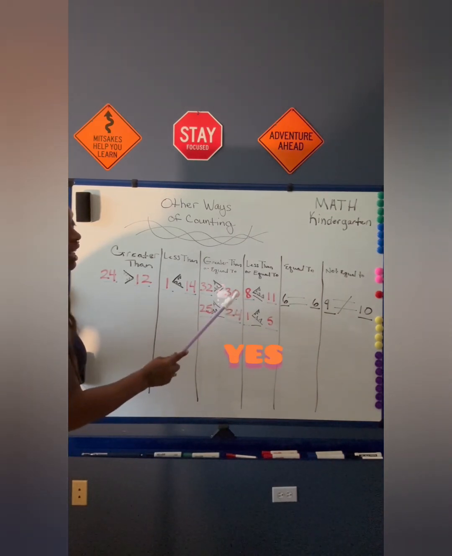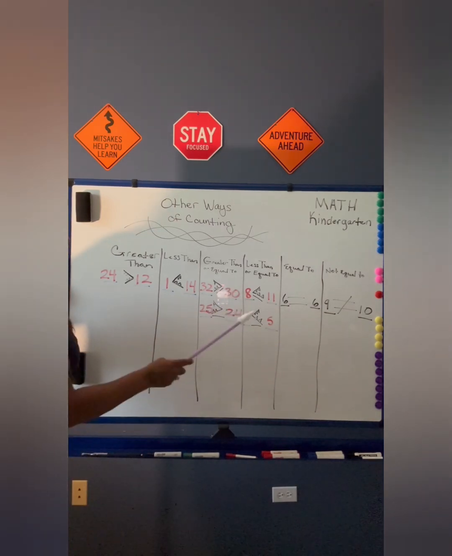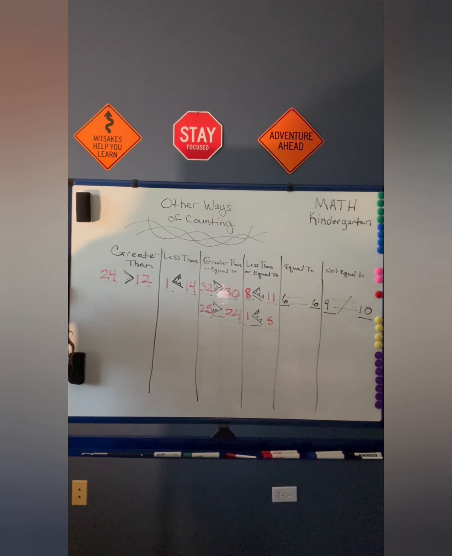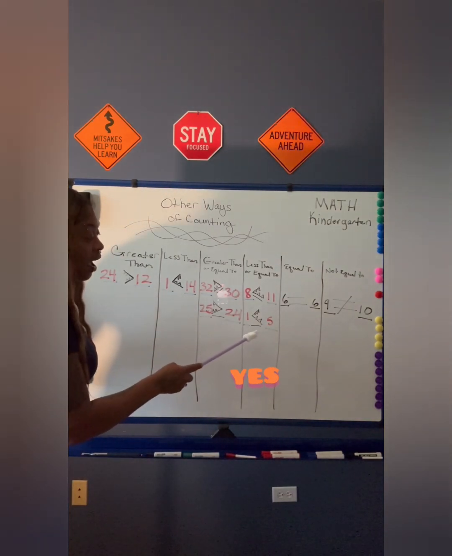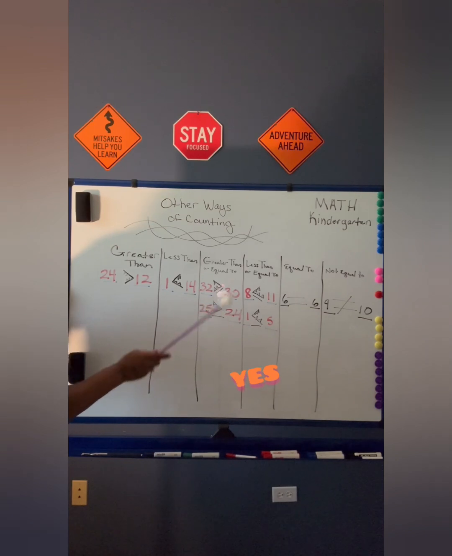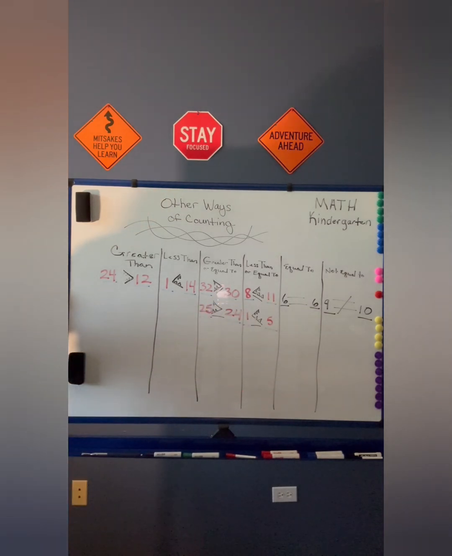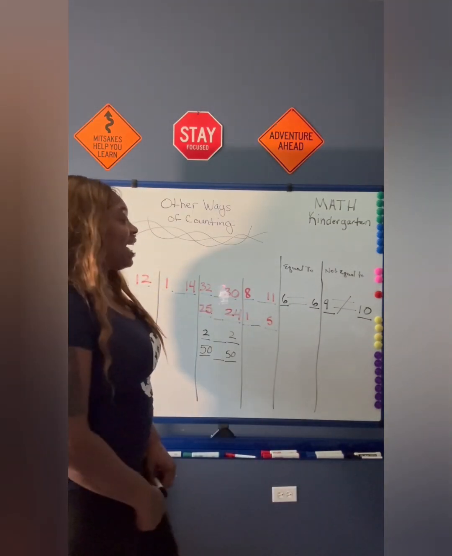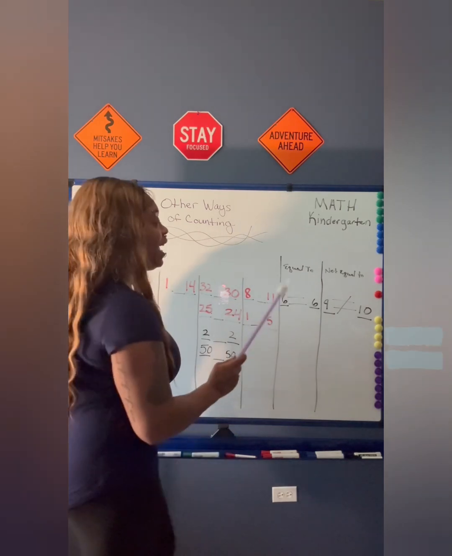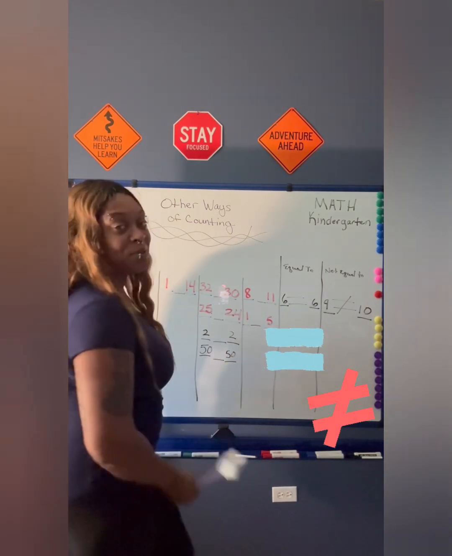Yes, 8 is not equal to 11, but it is less than 11. And 1 is less than or equal to 5. Is it? Yes, it is not equal to 5, once again, but it is less than 5. So moving on, last but not least, we have our equal to and not equal to sign.